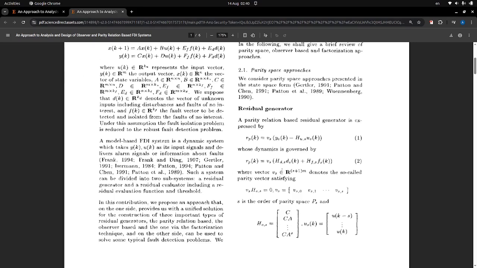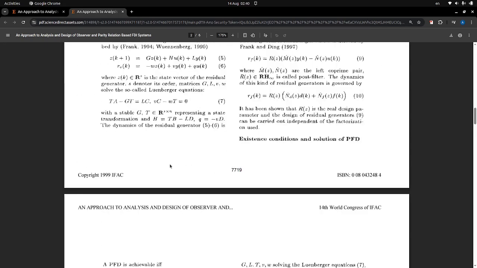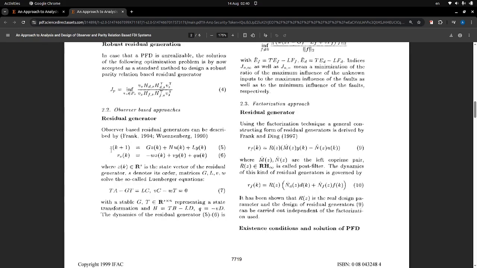As you can see, here he defines the residual as we defined earlier, as the parity vector times the output minus H_OS times u(s), and the dynamics as V_s times the disturbance plus H_fs times the potential fault. And here he has introduced the dynamics of the reduced order observer as we have identified before.